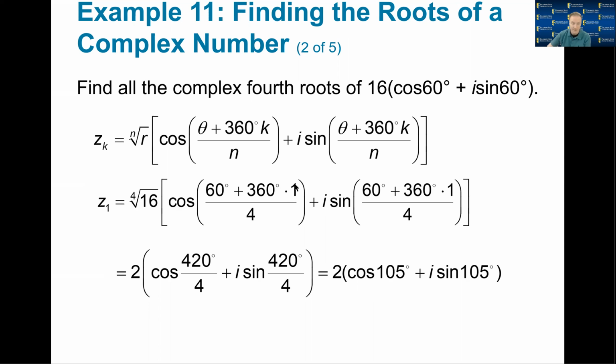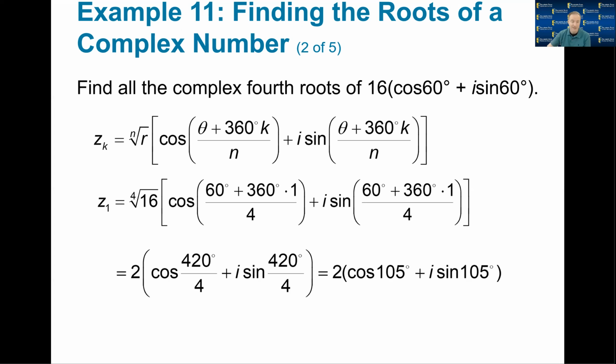Now, the only thing different in this is you can put a 1 in there for z sub 1. And so you'll say, well, the outside's still going to be a 2. It's the angles that change. This time you have 60 plus 360, which is 420. 420 divided by 4 reduces down to 105. So your second 4th root of this complex number is going to be 2 times the cosine of 105 plus i sine of 105. And so we can say, okay, 2 solutions down, 2 to go.